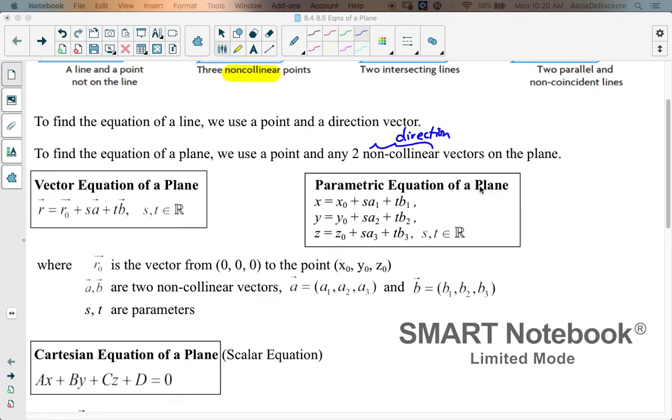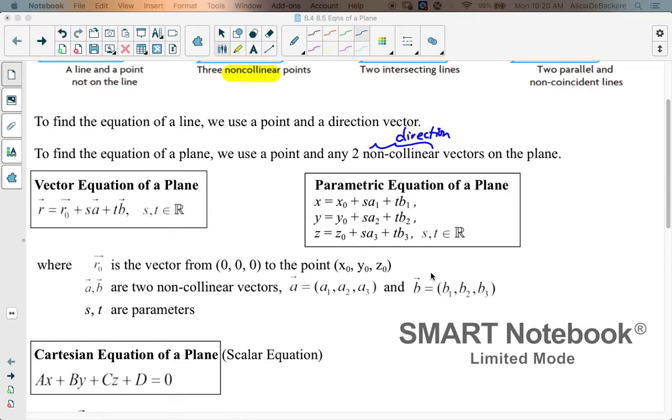The parametric equation of the plane, very similar to parametric for a line. I'm just taking this equation here and taking it apart in terms of the x, the y, and the z. So I'll have the x naught, y naught, z naught from the point. And then I'll take the parameter s and multiply it by the three coordinates of the first direction vector a. So direction vector a is defined as a1, a2, a3. So a1 is the x coordinate. I'll put it in the x equation multiplied by the parameter s.